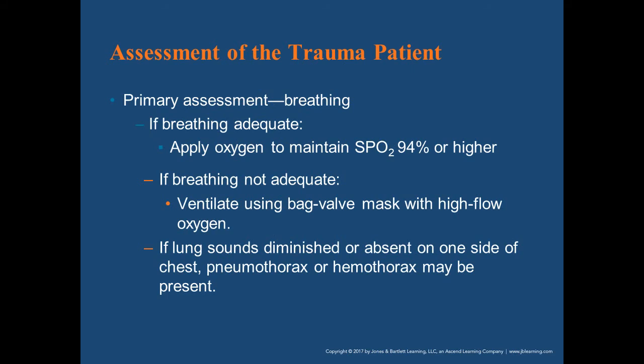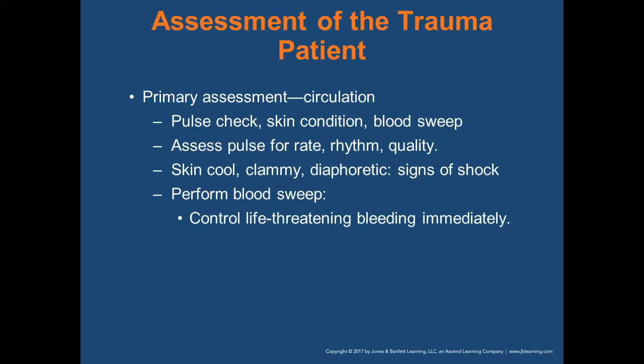Primary assessment, breathing. If breathing is adequate, you may need to apply oxygen if the SpO2 is less than 94%. And if the breathing is not adequate, you may consider using a bag valve mask to ventilate the patient using high flow oxygen. If the lung sounds are diminished or absent on one side of the chest, possibly a pneumothorax or hemothorax may be present. All the more reason to add oxygen to the situation.